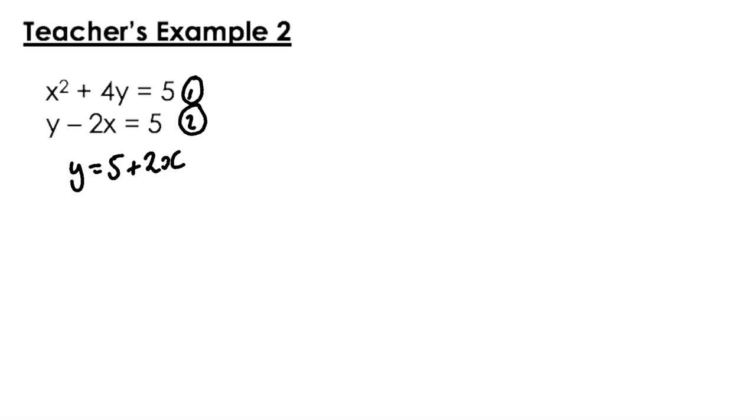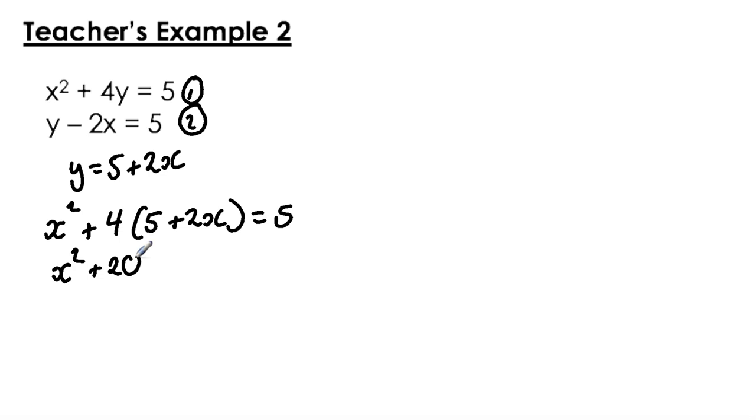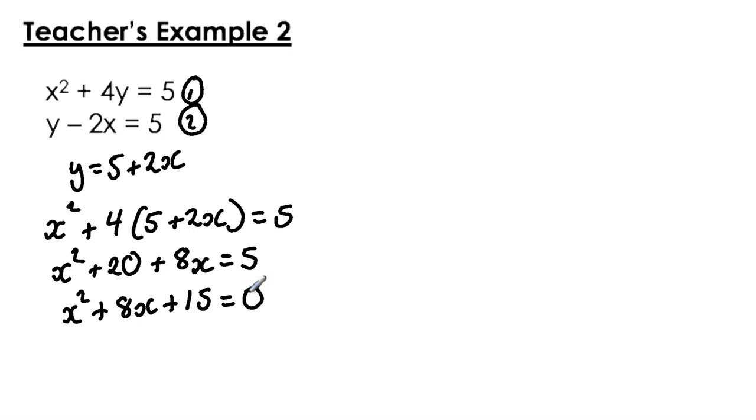I'm now going to substitute y equals 5 plus 2x into equation number 1. So x squared plus 4(5 plus 2x) equals 5. I'm then going to expand the brackets. So x squared plus 20 plus 8x equals 5. I'm then going to subtract 5 from both sides. So we have x squared plus 8x plus 15 equals 0.